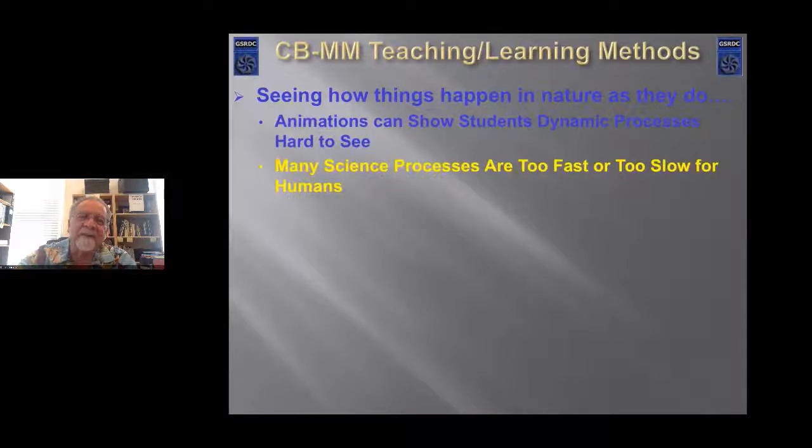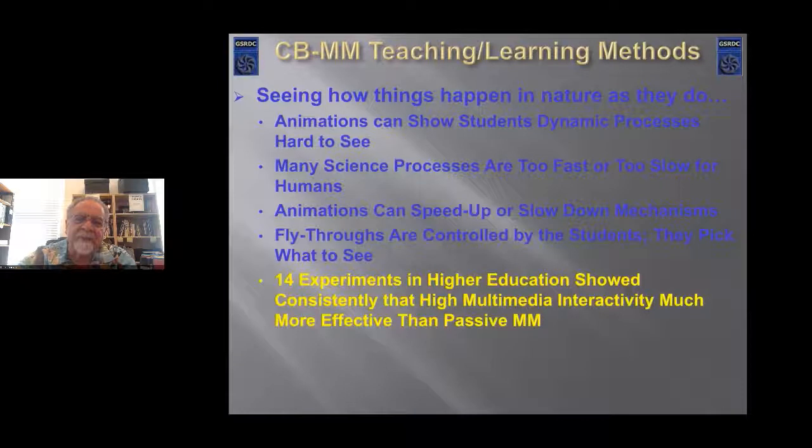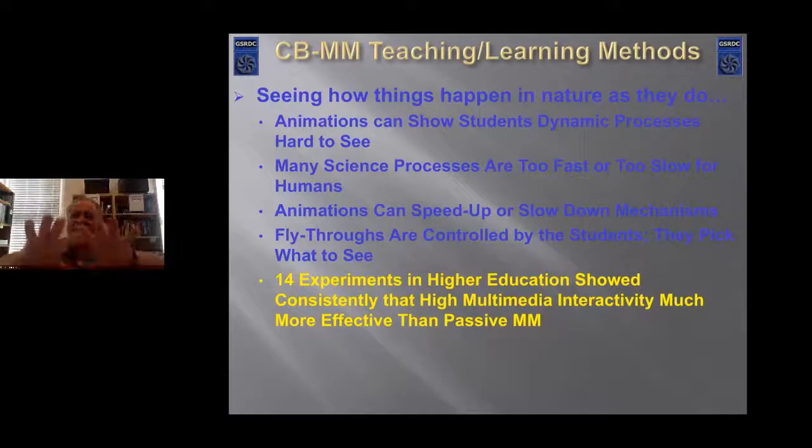Look and think about this for systems. You can't see this dynamics of systems many times, but here you are. Many science processes are too fast or too slow to be seen, like the movement of continents. And so we're going to show you in later animations how they can be sped up. And we also did fly-throughs where you had a cell and you could actually go into the cell and then see the organelles in situ, in place, and then click on any organelle and find out what it was about. So this gave them a feeling of control as well as a feeling of exploration.